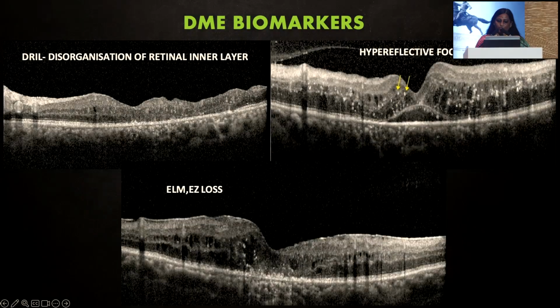Others being hyperreflective foci, which differs from our hard exudates as they are smaller, they don't have backshadowing, and it shows chronic inflammation and long-term edema. And another important factor is to always look at the outer retinal layers. If their integrity is not maintained, your visual outcomes long-term are not going to be great.